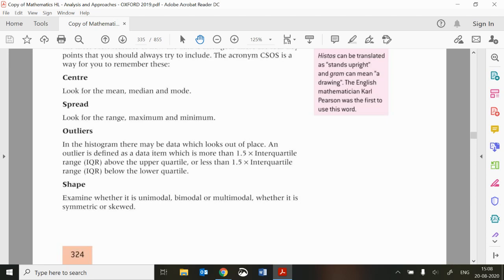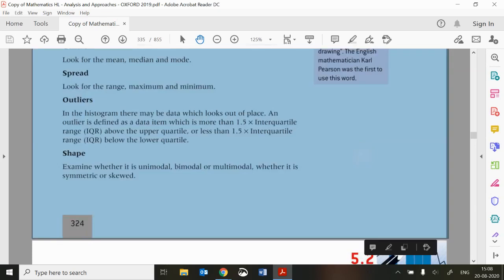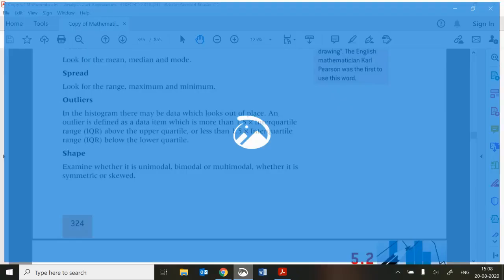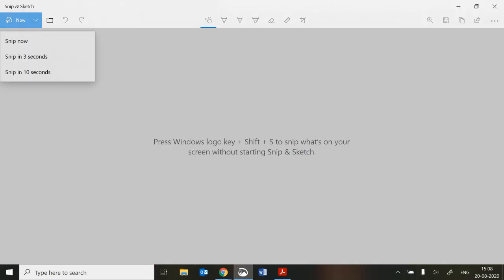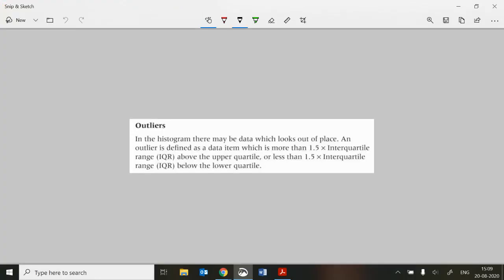Well, we can look at the center, we can look at the spread, we can also see if there's any outliers in the data. Is there anything which is extreme? I think this one pops up later on, but there's a definition for outlier here. Let's just steal this one here. It says that a data item is more than 1.5 times the interquartile range above the upper quartile. Sorry, needed to finish that sentence.